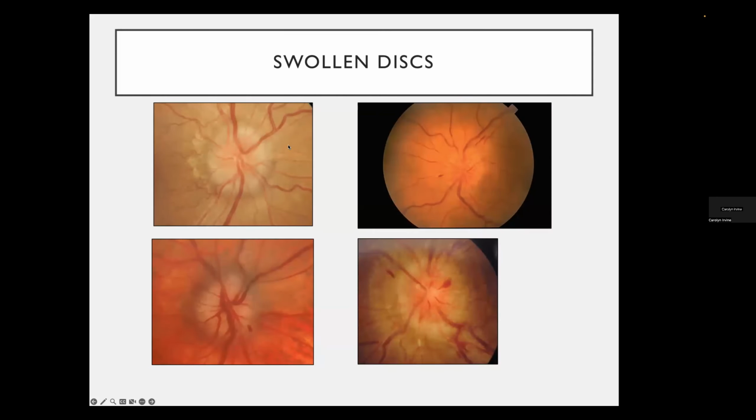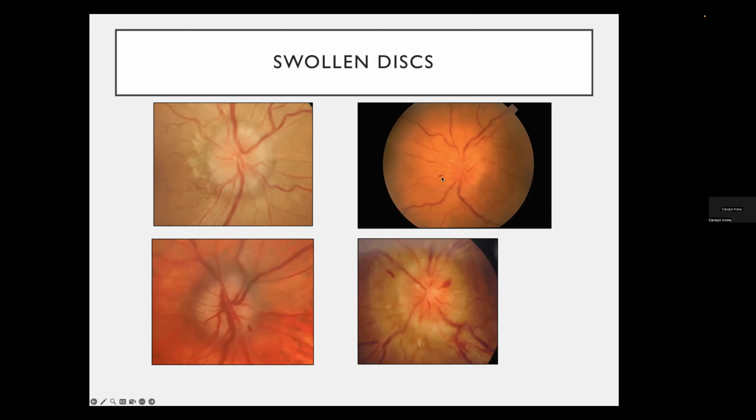Swollen discs are something that people really get concerned and worried about. If somebody's got raised intracranial pressure and it's dramatic, it is barn door. You're not going to miss it. It really does look obvious, even if you're not very experienced with a direct ophthalmoscope.